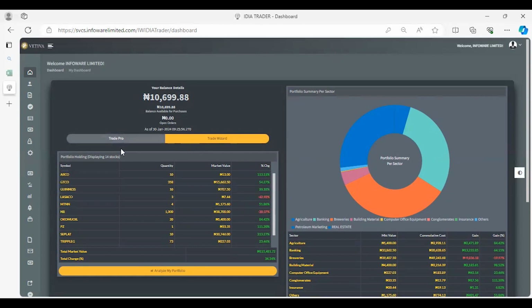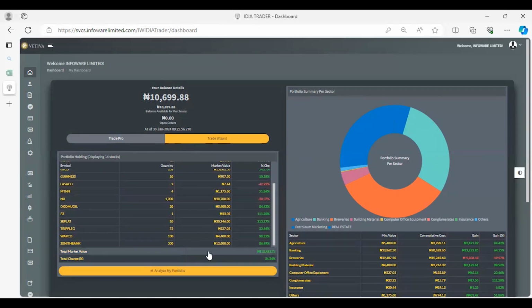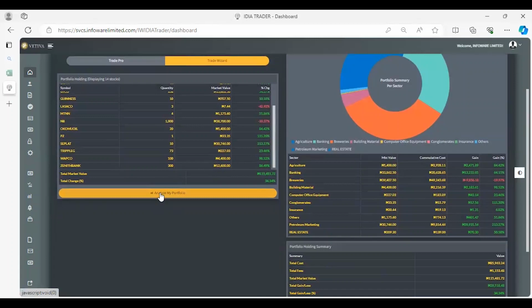Leveraging the power of artificial intelligence, AI, built into the InfoWARE IDIA Trader, the first thing is what we call analyze my portfolio. So this is the first of its kind AI assisted financial analyst. Now, you could basically have to go to an analyst to help you analyze your portfolio and be able to make a decision about what stock you review.